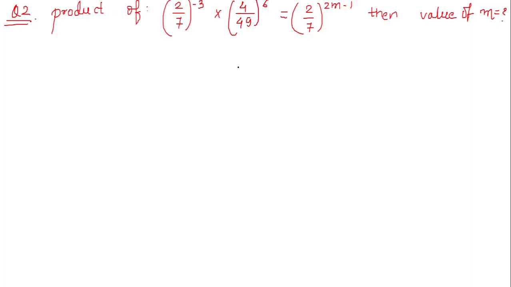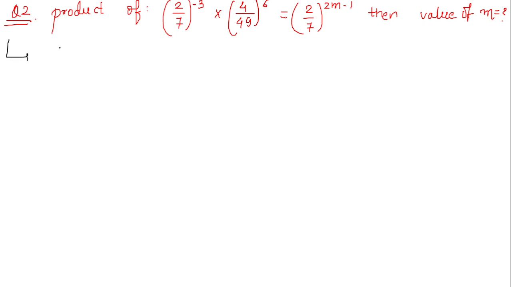Next, this is the second question I have written over here because it was difficult to type. We have to find the product of the given number: (2/7) raised to minus 3 into (4/49) raised to 6 is equal to (2/7) raised to 2m minus 1. We have to find the value of m.